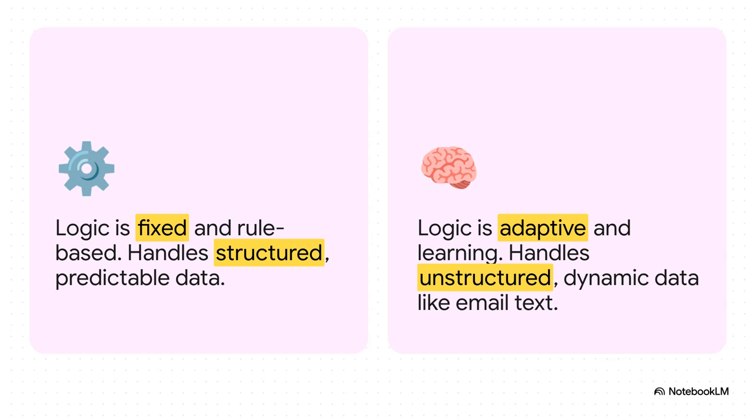So here's the crucial difference. Traditional automation is brittle. It needs perfectly clean, predictable data. AI automation, on the other hand, is flexible. It can read the messy, unstructured text from a real human email, understand what it's actually about, and then decide what to do next. That is a massive leap forward.